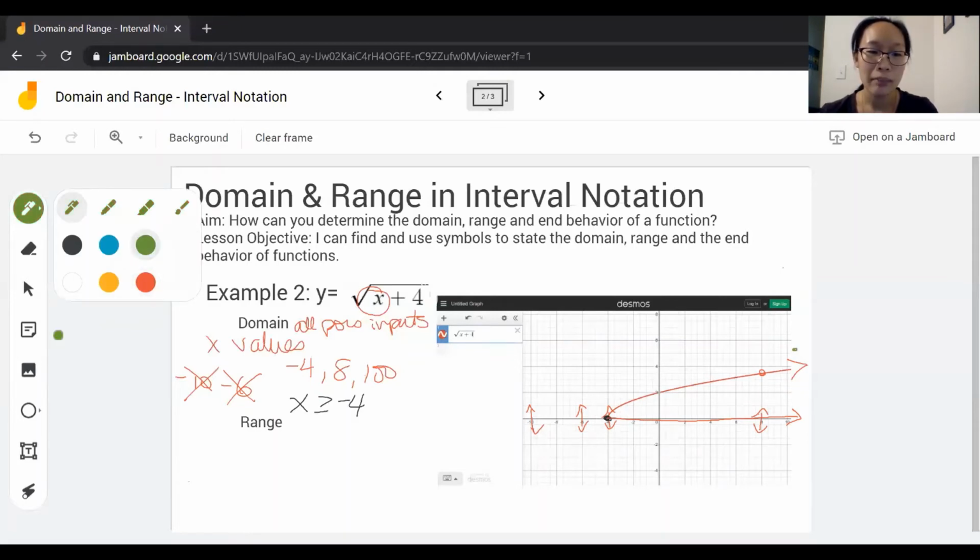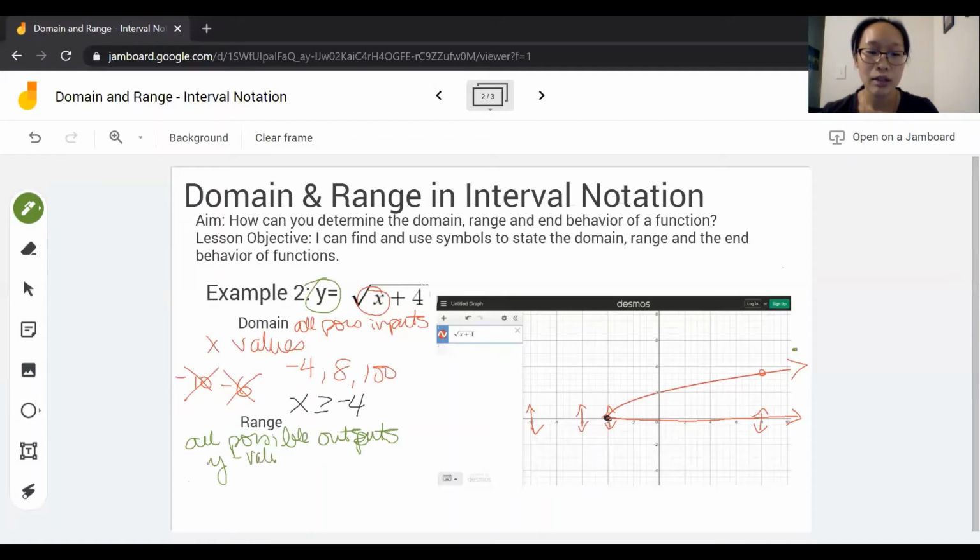The range is all my possible outputs. And what do I get out of my function? I get out y values. So I can do the same thing going up and down the y-axis and ask, will I hit the graph? So at y equals -4, if I go left or right there, will I ever hit the graph? No, so it's not in our range.